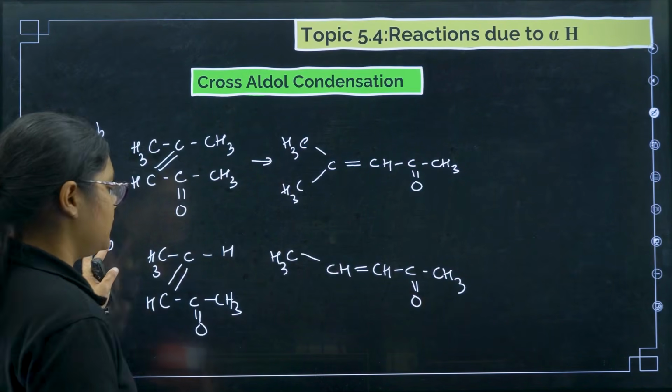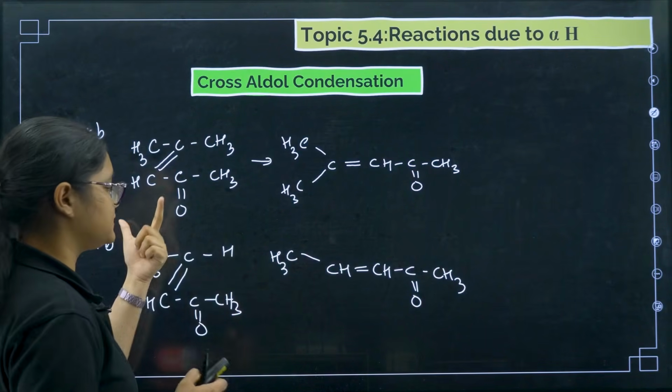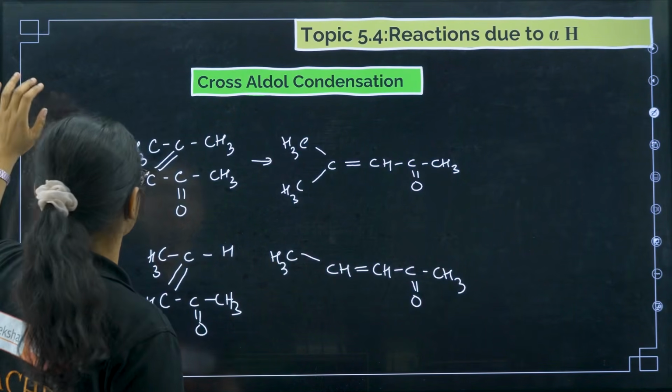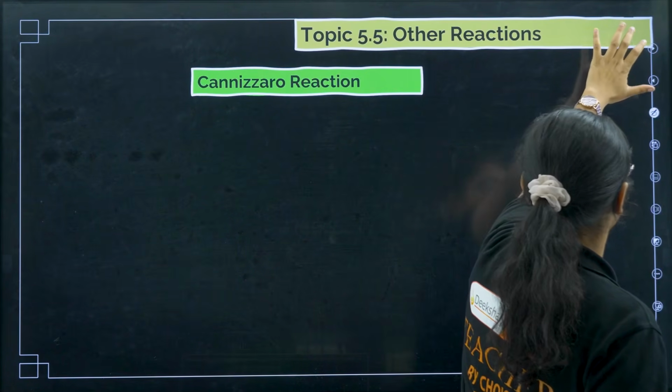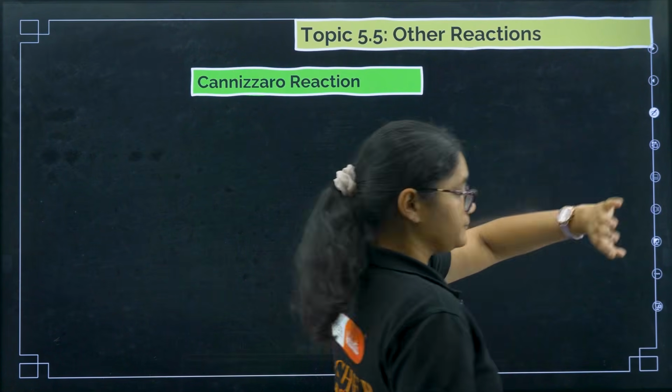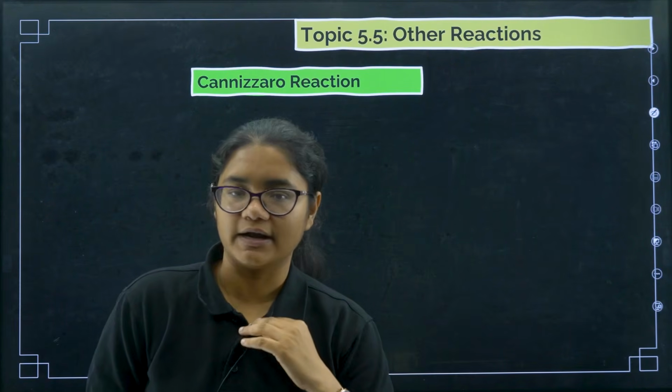Okay, now similarly you can also do for B plus A. Okay, that I am leaving for you. You have to do B plus A and you have to tell me the answer in the comment section. Okay, so that is all about oxidation reaction of Cannizzaro reaction, and that is your aldol condensation and cross aldol condensation.